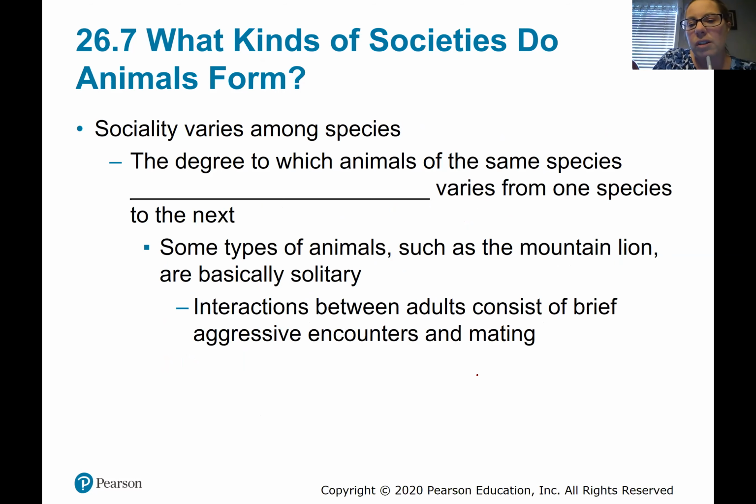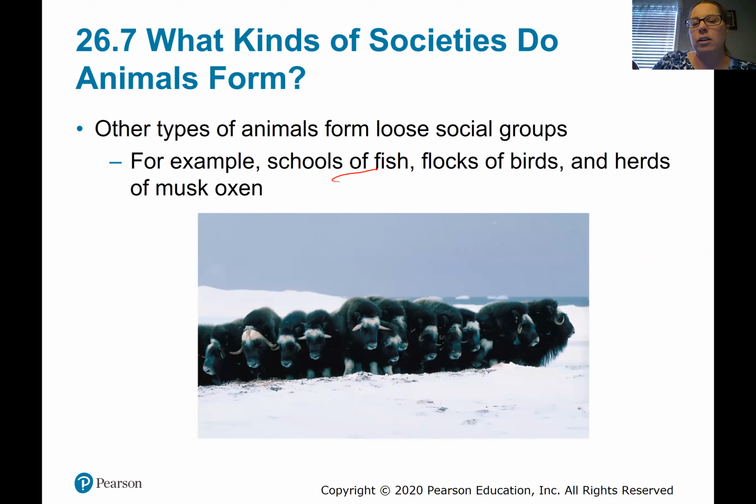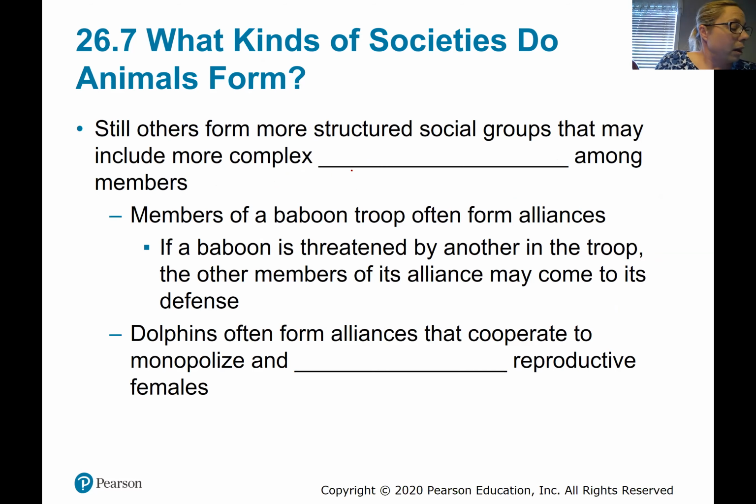So the degree to which some animals of the same species cooperate may vary quite a bit. I talked about the mountain lion, where they just kind of fight over some food once in a while and mate. Then you have loose social groups like schools of fish, flocks of birds, herds of musk oxen, which are these little guys here. And then like the bee, they may have very complex relationships.